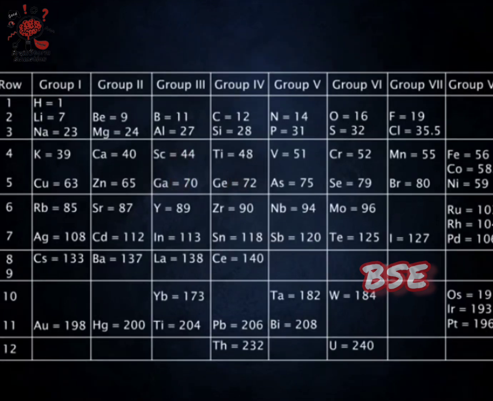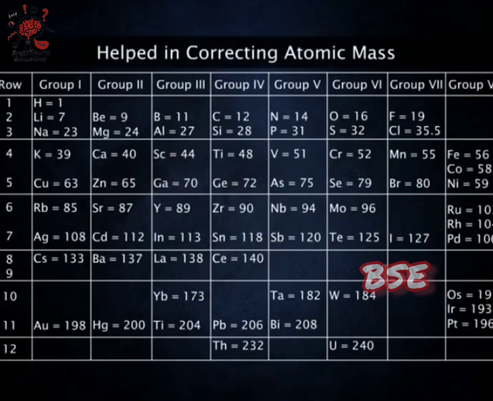Mendeleev's periodic table led to the correction of the atomic masses of a few elements. The atomic mass of beryllium was thought to be 13.5 and its new value was 9.4. The atomic masses of gold and platinum were corrected later.